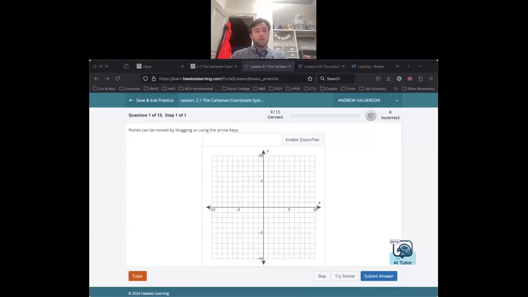So suppose I put a dot right here. What is the ordered pair that corresponds to this dot? What's the x value and the y value? Now, if you notice, we have hash lines going this way, and hash lines going this way, and so forth.